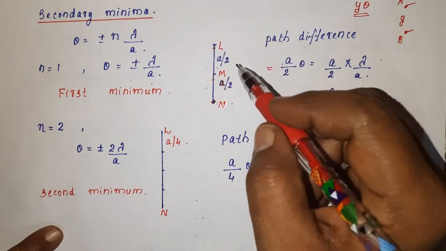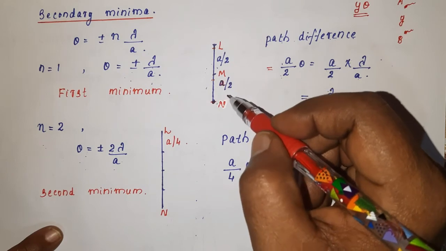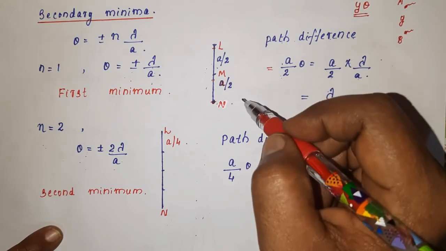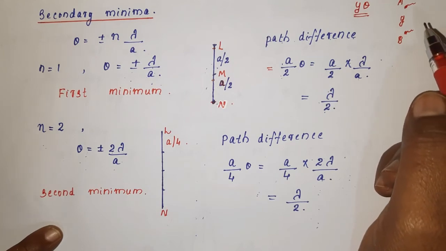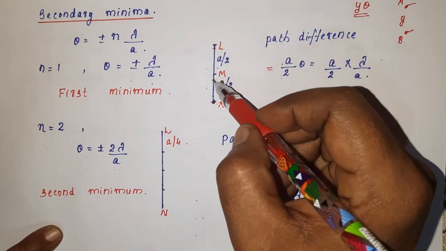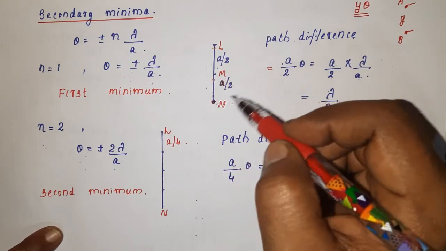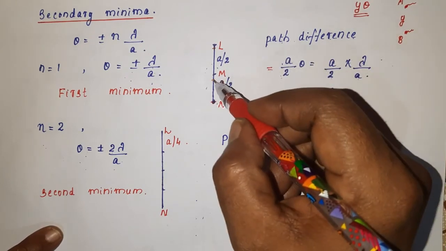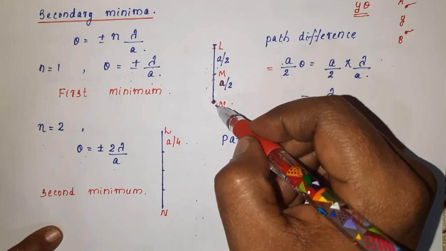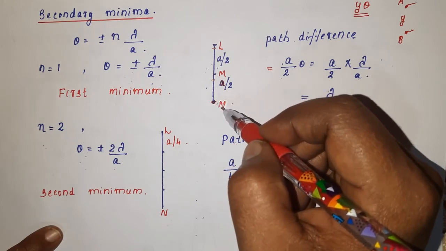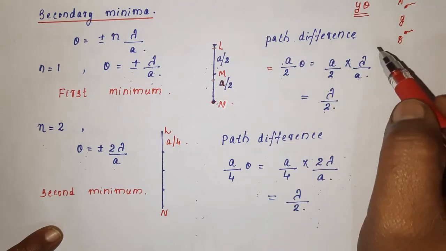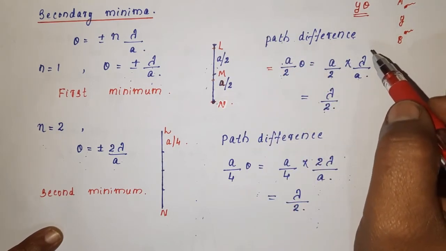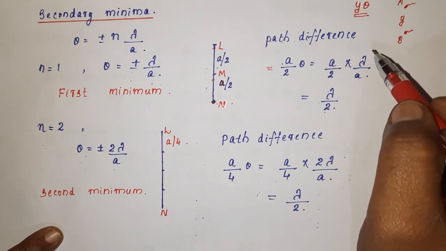So the waves from such 2 points, which are at a separation a by 2, will undergo destructive interference when they reach the point P. That means all the waves from the upper half LM are getting destructively interfered by the waves from the lower half LN. That means all the waves get destructively interfered and the point P appears to be dark. So this is how the first minimum can be explained.